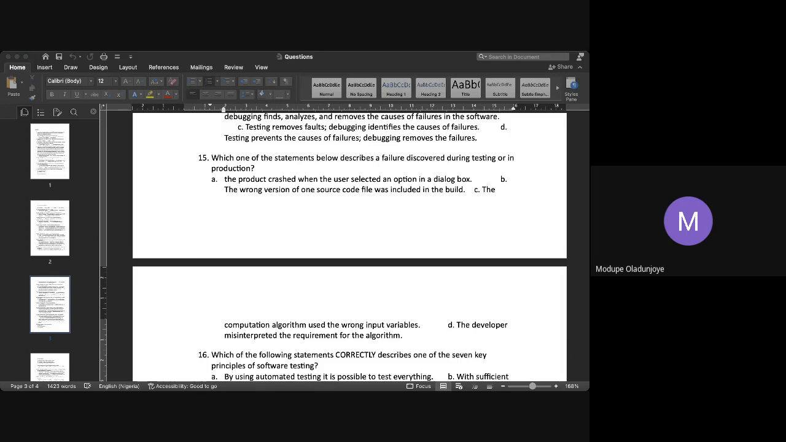Okay. The developer misinterpreted the requirements for the algorithm, I think. That's failure. No, I already said that D was the first one we eliminated because D is an error, right? You misinterpreted the document. Failure, discovered.